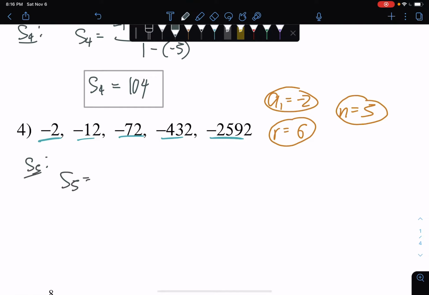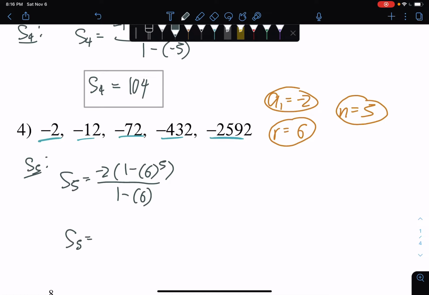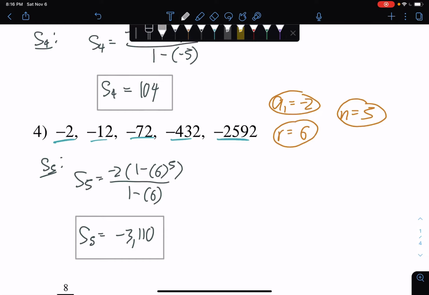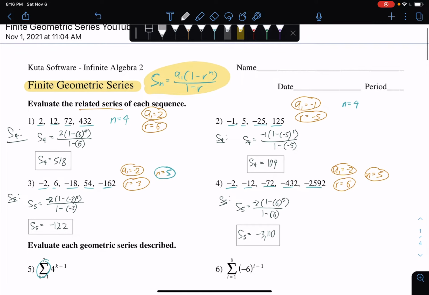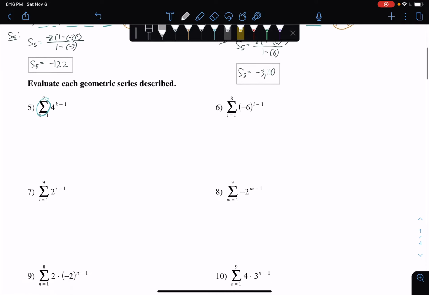S sub 5 is equivalent to negative 2, which is a sub 1, times the quantity 1 minus r raised to n divided by 1 minus r. Given this in the calculator, our answer would be negative 3,110. Alright, we're finished with part 1. Let's move to part 2.